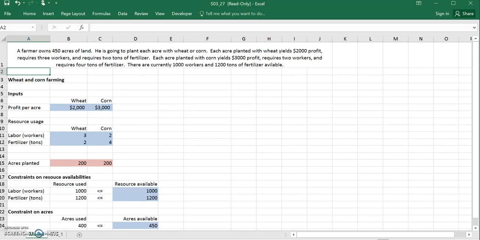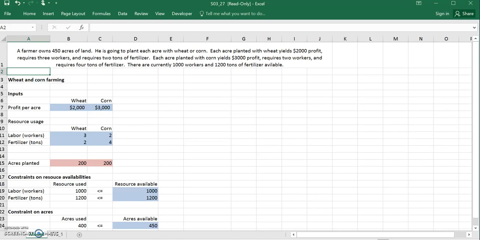A farmer owns 450 acres of land. He is going to plant each acre with wheat or corn. Each acre planted with wheat yields $2,000 profit, requires 3 workers, and requires 2 tons of fertilizer. Each acre planted with corn yields $3,000 in profit, requires 2 workers, and requires 4 tons of fertilizer. There are currently 1,000 workers and 1,200 tons of fertilizer available. So that's the basic prompt we're working with.